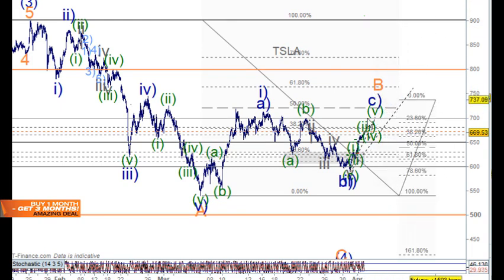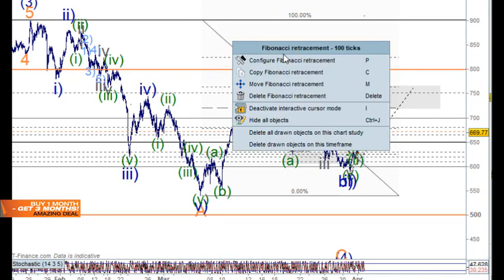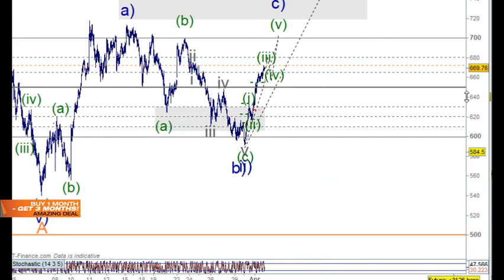So that will take us, that's the length of wave A here and this length here and the 61.8% there. That would be a nice target for us to take profit at the 750 here. Maybe we don't need to take all the profit. We'll just have a look at the wave structure once we get there, you know what I mean, to see if there's any more legs in this.